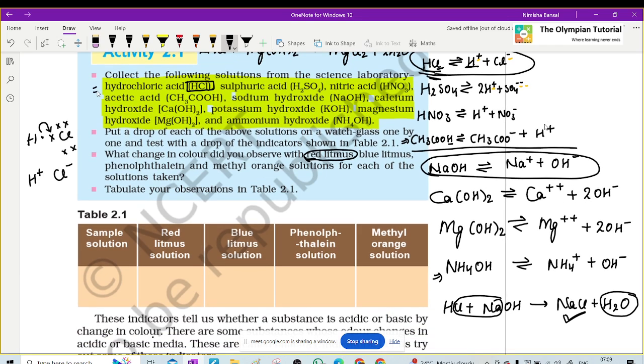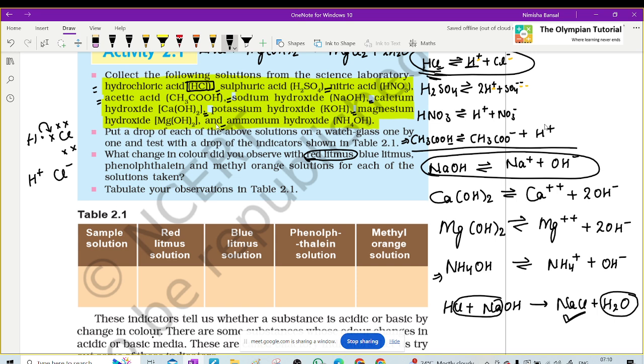Hydrochloric acid. Red litmus, no change. Sulfuric acid, no change. Nitric acid, no change. Acetic acid, no change. Sodium hydroxide, it'll turn blue. Calcium hydroxide, it'll turn blue. Potassium hydroxide, it'll be blue. Magnesium hydroxide, it'll be blue. Ammonium hydroxide, it'll be blue.